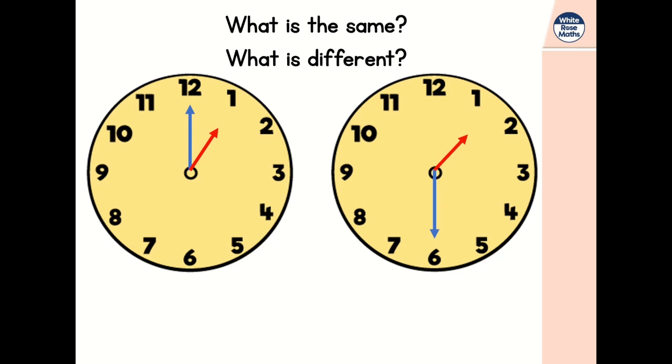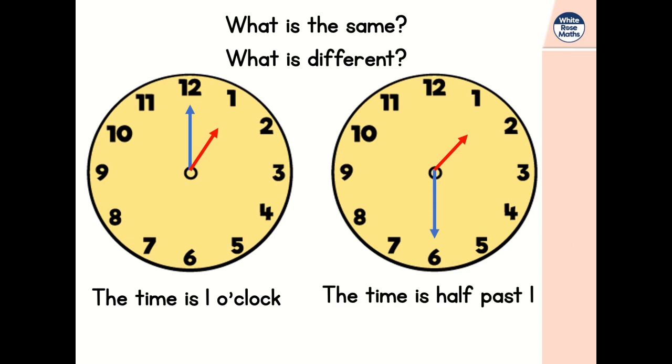Now when we look at these two clocks, I think you can tell me what's the time on the first clock. If the minute hand is pointing to the 12 and the hour hand is pointing to the 1, the time is 1 o'clock. But let's look at this second clock. The minute hand is pointing to the 6 and the hour hand is halfway between the 1 and the 2. When we see this on a clock, we say that the time is 1:30.